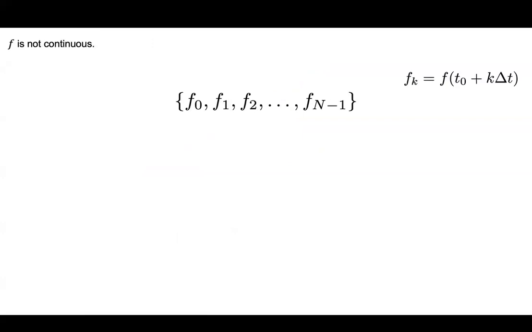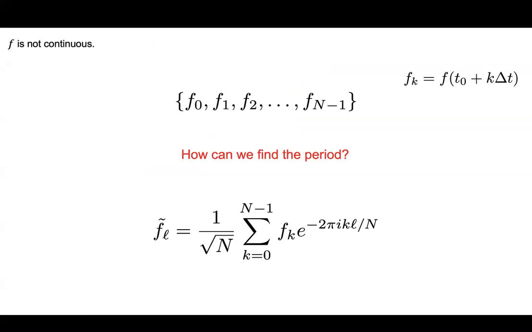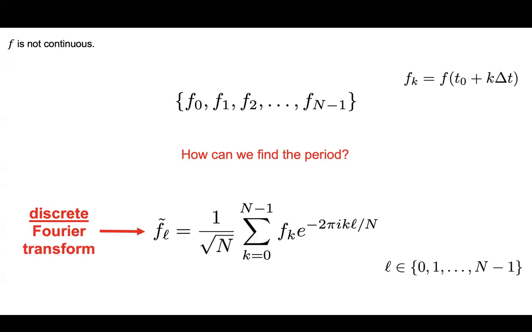What happens if the function f is not continuous, but is given by a discrete set of n points equally spaced in time by delta t? How can we find its period? First, we need to define its Fourier transform as given by this expression, where the L in the n-term sum is an integer that replaces the nu we saw previously. This is called the discrete Fourier transform.